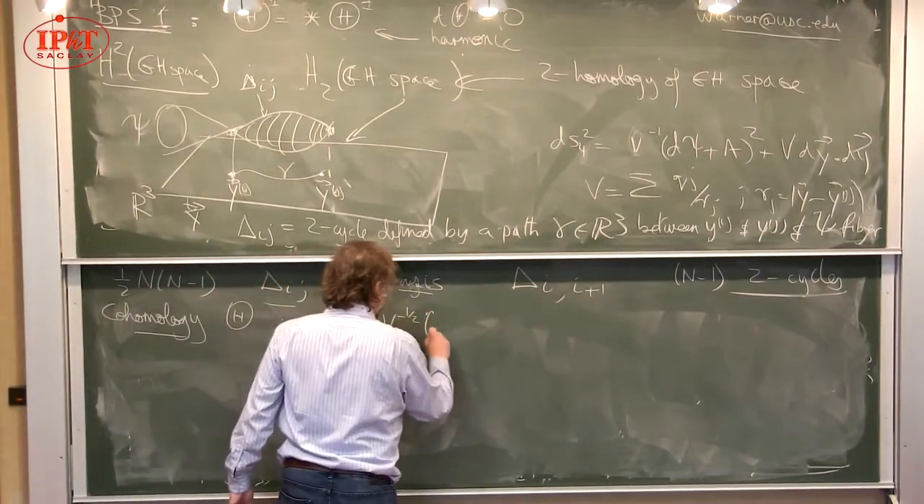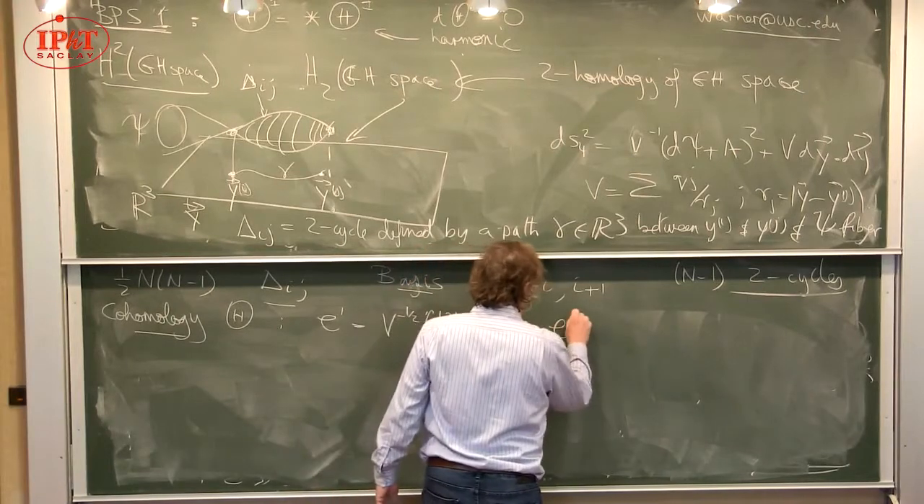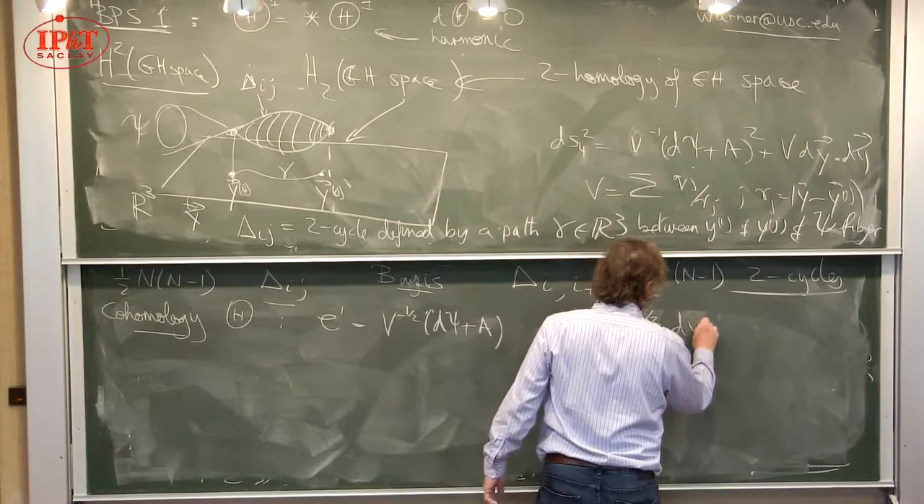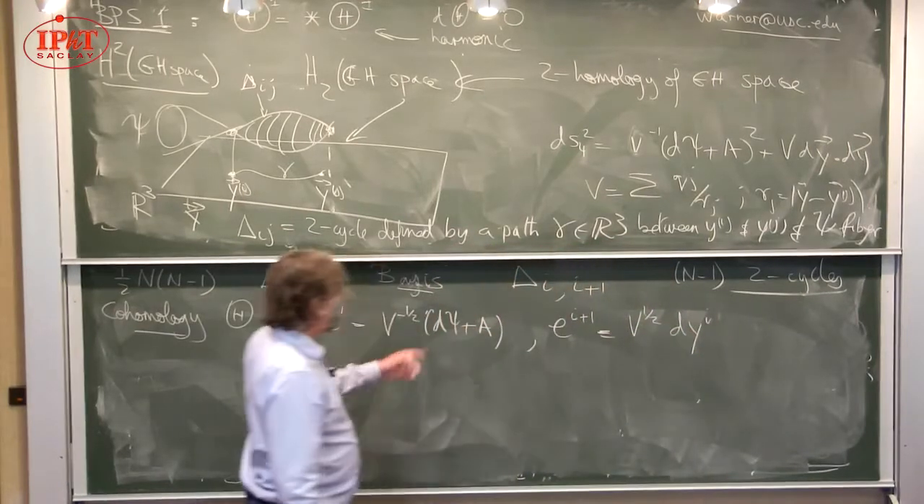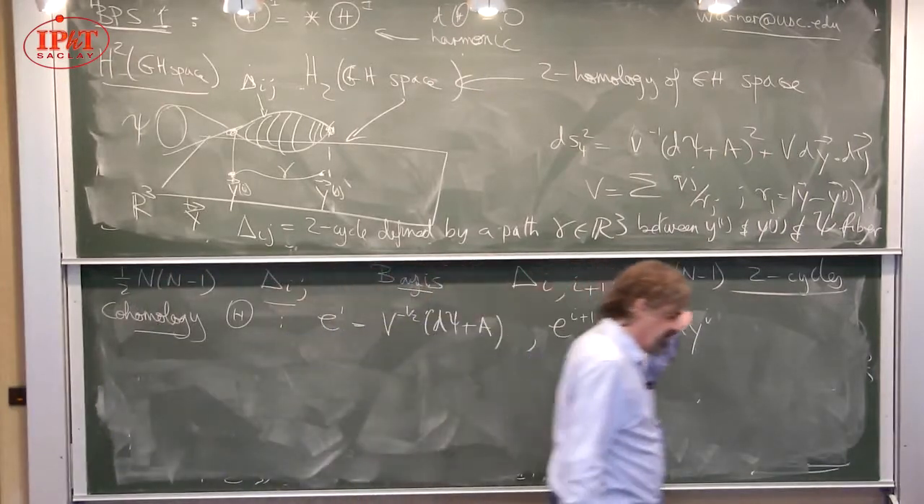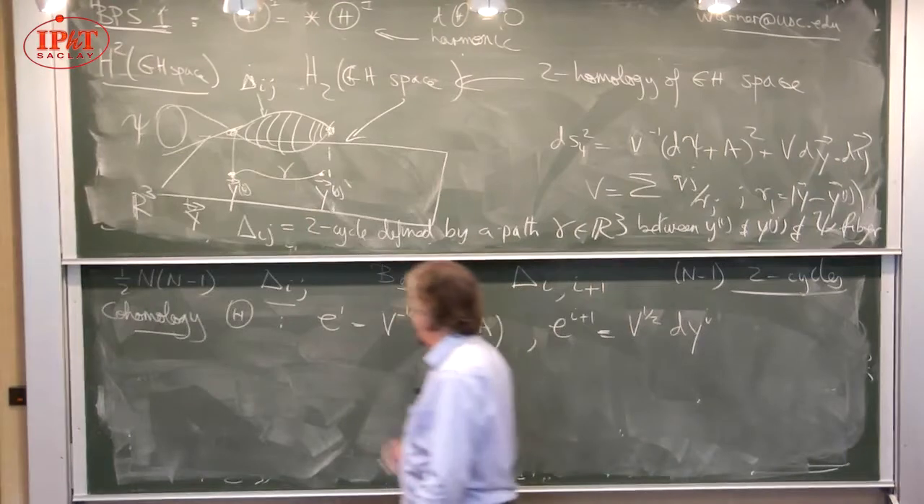Half e psi plus a, and then e^(i+1), which is equal to v to the half dy^i. Those are the frames that are standard symmetric. Exercise: show that the spin connection is self-dual in these frames.